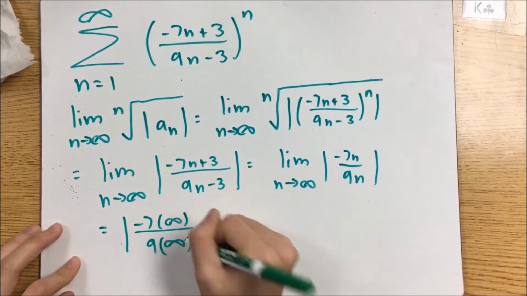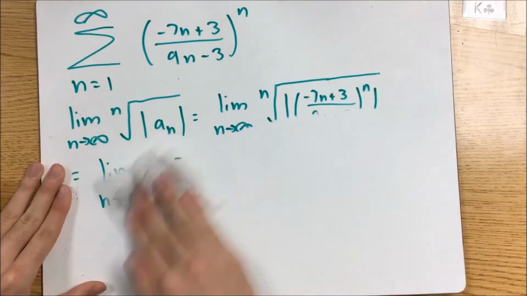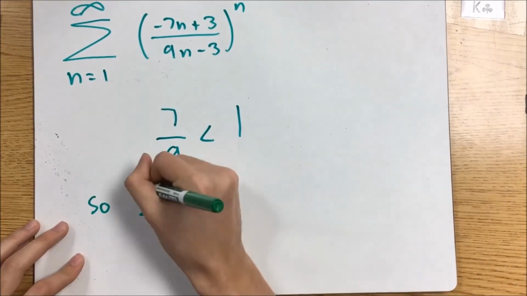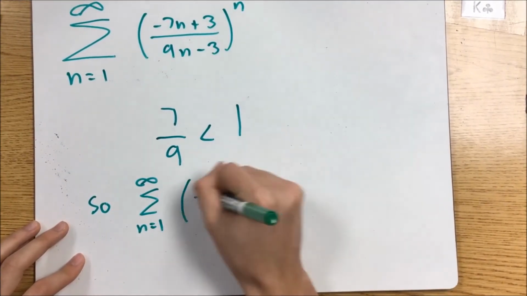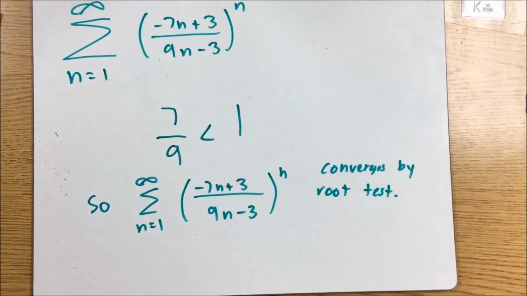Once we simplify our limit, we find that the limit as n approaches infinity of our a sub n is 7 over 9, which is less than 1. And since our limit is less than 1, we can say that by the root test, our summation of (negative 7n plus 3) over (9n minus 3), to the nth power converges.